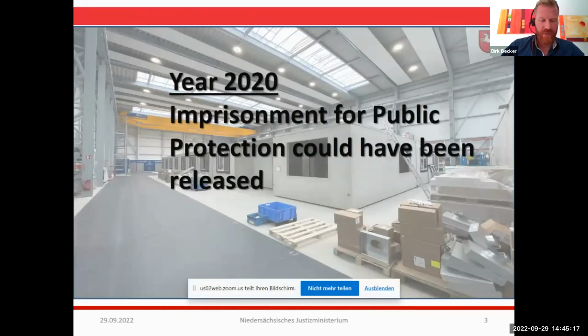In 2020, Lower Saxony had the problem that persons who were in imprisonment for public protection had to be released when we don't create new prison cells, which are larger than the normal cells. Those people have the right to have 18 square meters in their cell. If we cannot implement this, we must release them.